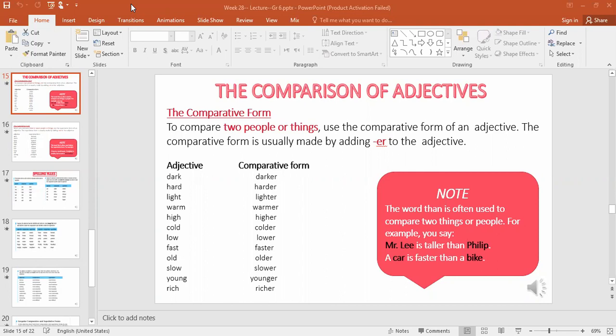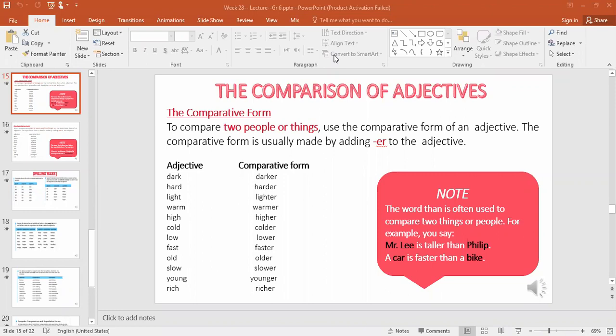How do we use the comparative form in a sentence? Let's look at the pink box, the note, and see. When I say, for example, Mr. Lee is taller than Philippe, whom am I comparing here? You are comparing Mr. Lee and Philippe. It means I'm comparing two people.